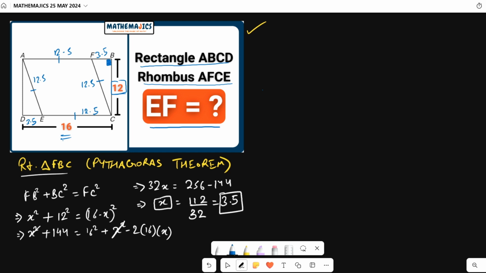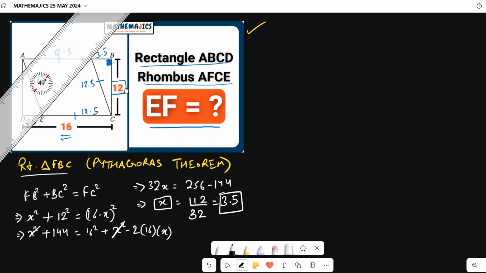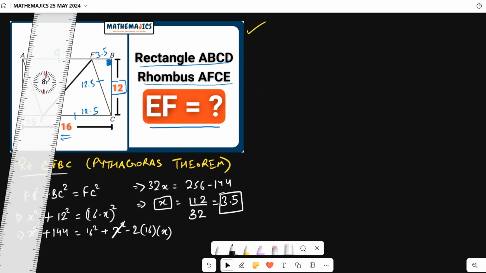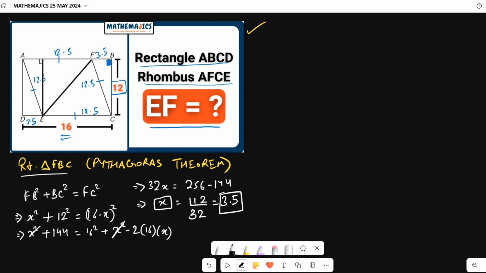So for this, we will do some construction work. So let's see what construction work we need. First of all, let's join point E and F because we need to find the length of EF, right? So let's first join these two. EF, correct? Now after joining EF, we can draw a perpendicular from point E. Let's draw a perpendicular like this. And once we have drawn this perpendicular, let's name this point as G.